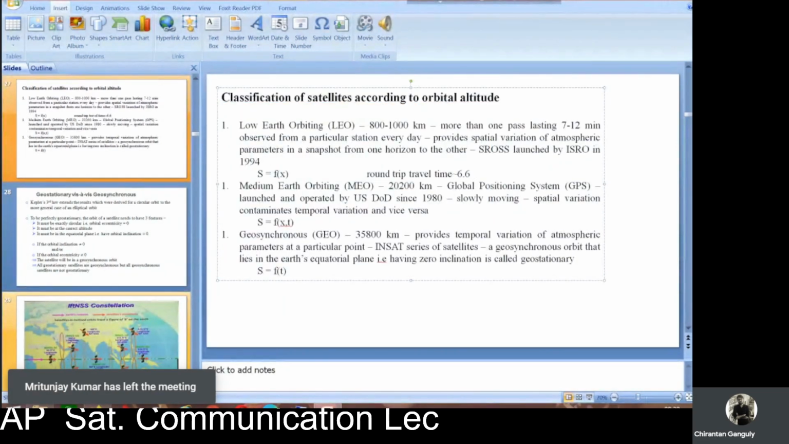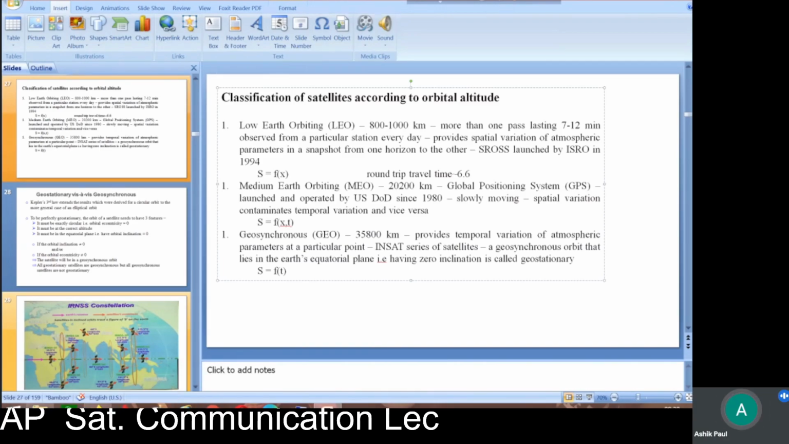So be careful. Sir, for geosynchronous, it will be 120 milliseconds. No, first let us complete the low Earth orbiting. So it is 6.6 milliseconds or microseconds? Sir, milliseconds. Milliseconds. Then for the medium Earth orbiting, sir, about 0.13 seconds. How much? 0.135 seconds.